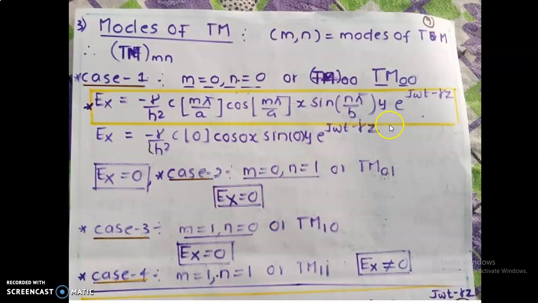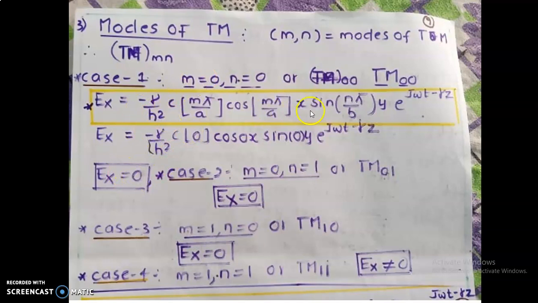Now let us start with Ex as a derivation part. If you observe here, m equal to 0, n equal to 0. You substitute m and n as 0, obviously 0 into some product becomes 0. Yes, here it is a product, m is 0, because of this the remaining part becomes 0. Now I can say that for m equal to 0, n equal to 0, there will be no electric field. Means for this mode the Ex value is 0.